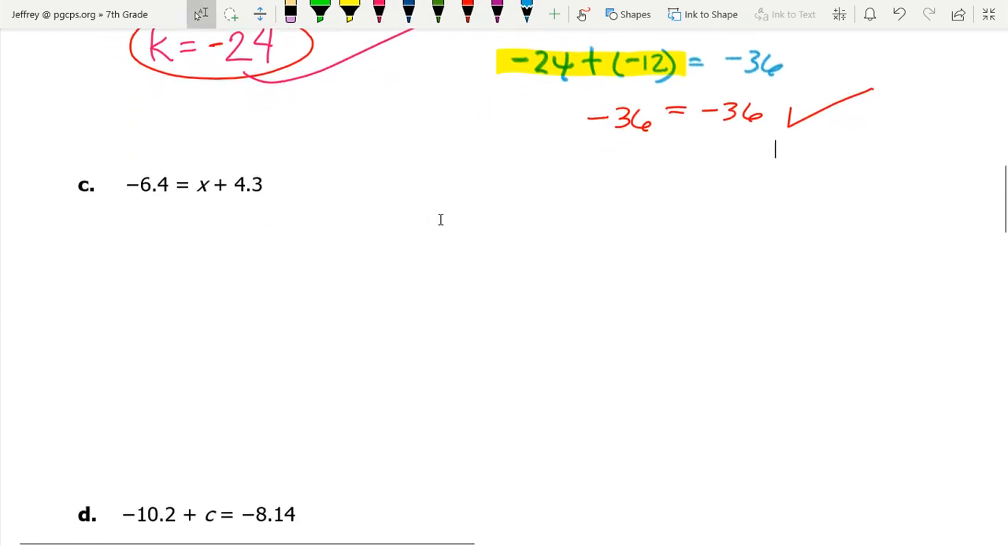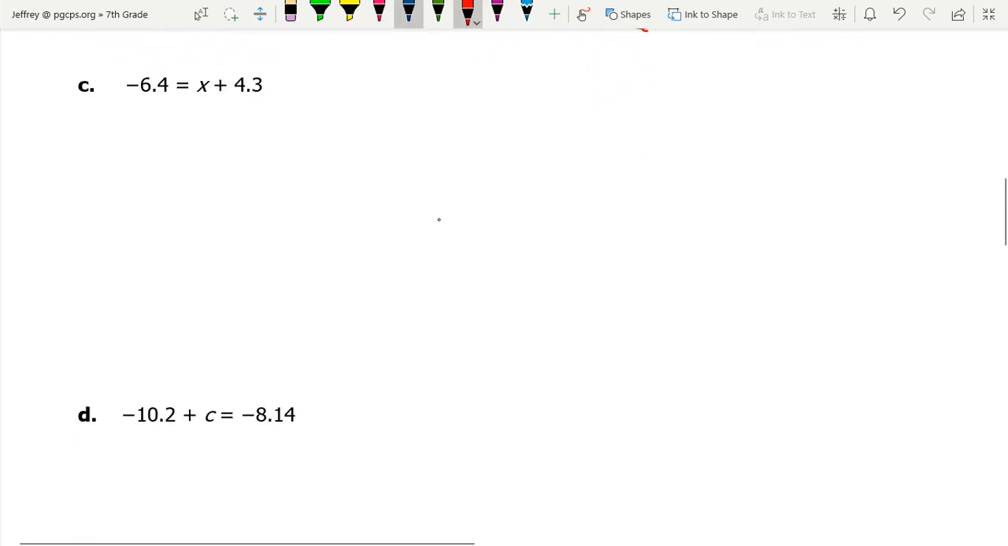Now let's do letter C. Now for letter C, we need to isolate x. Now, x is on the right side of the equation. So we always look at the variable side, okay? So for this case, what do we do? We need to undo what? Yeah, undo plus 4.3 because on the variable side, we need to keep x by itself.